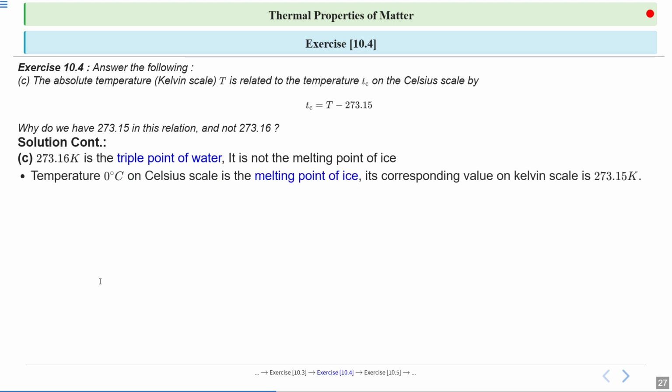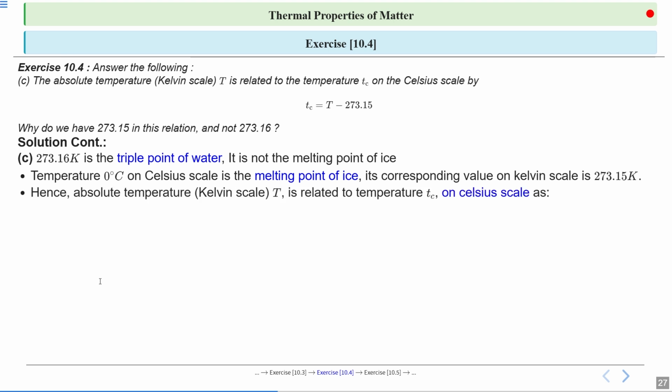So the temperature 0 degrees Celsius on the Celsius scale is the melting point of ice. Its corresponding value on the Kelvin scale is 273.15 Kelvin. Hence, the absolute temperature, that is Kelvin scale temperature T, is related to the temperature Tc on the Celsius scale, that is Tc is equal to T minus 273.15. Alright.